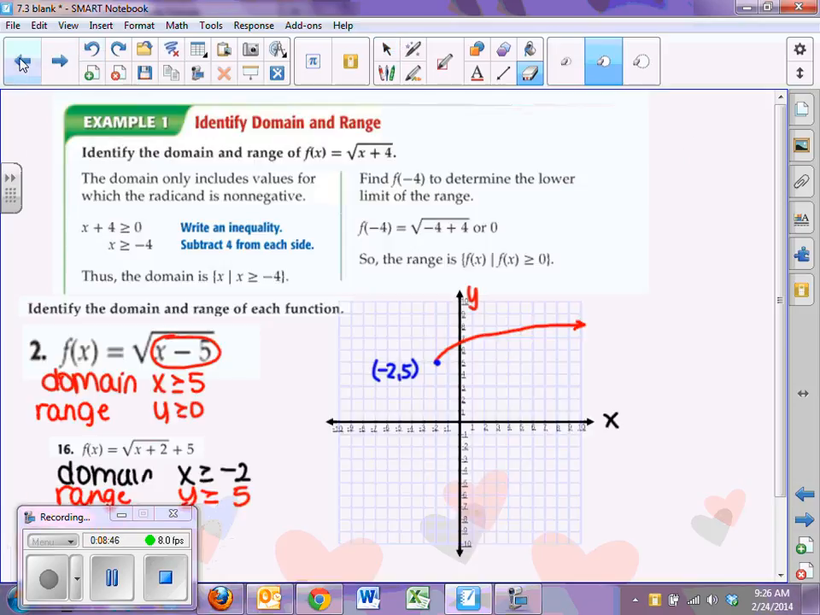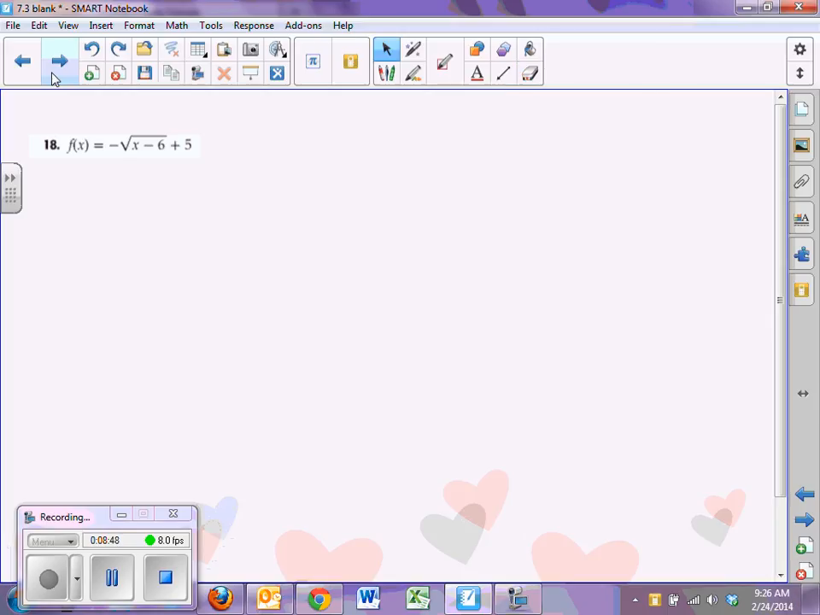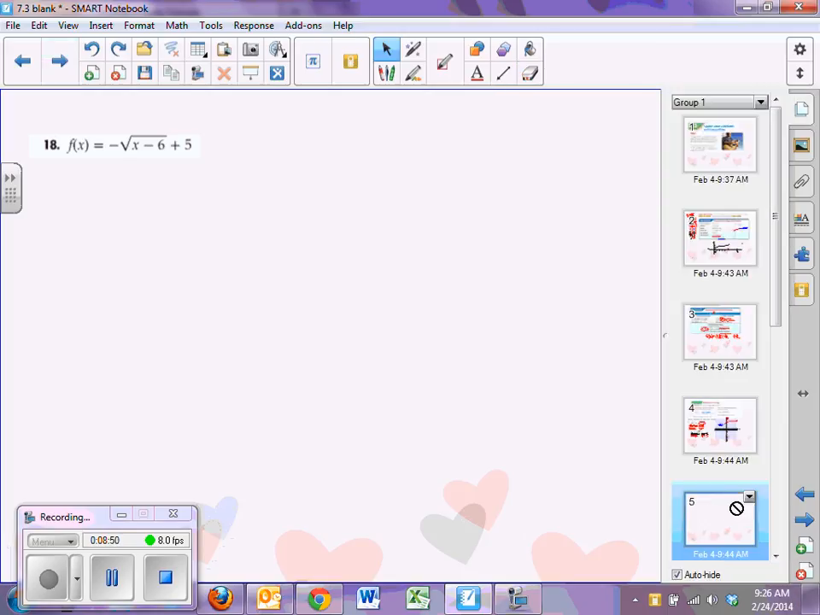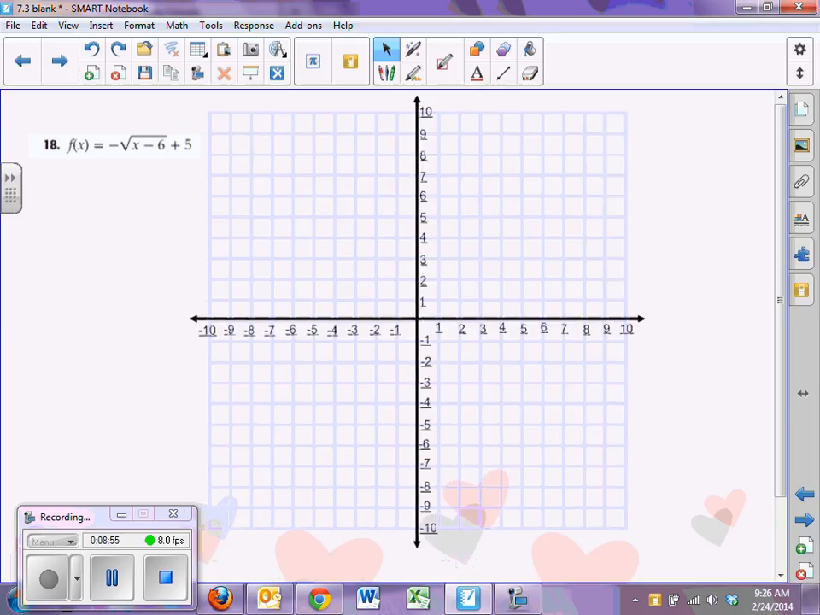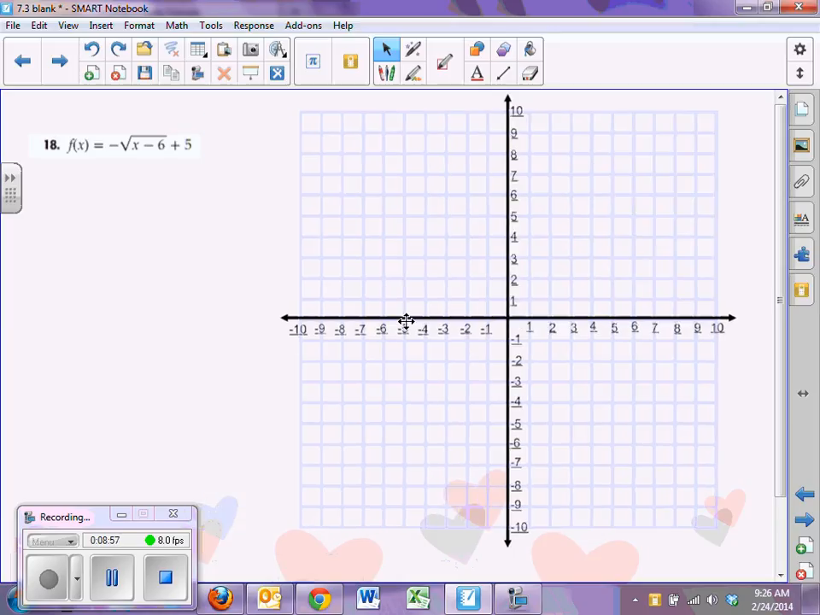Okay, 18, I guess same thing. Find the domain and range. I'm going to graph it. I'm not quite sure if they want us to graph or not, or what the directions were for 18, but I'm going to graph it also. Now I have a lot going on. I have a negative sign in front and a positive 5.